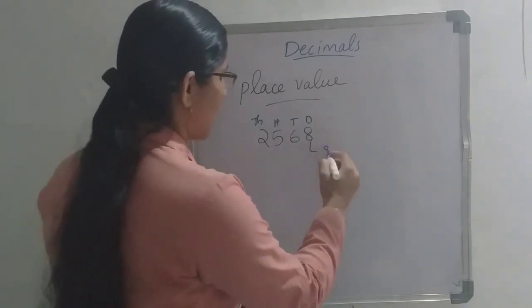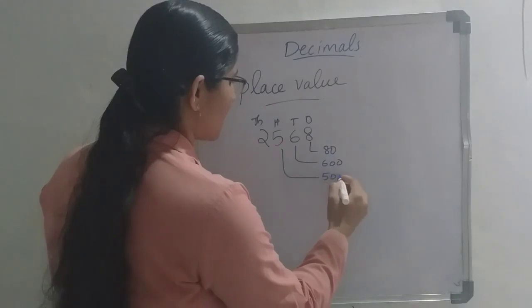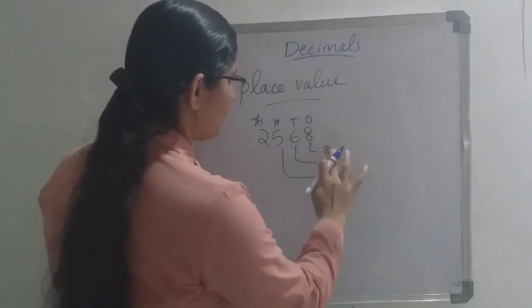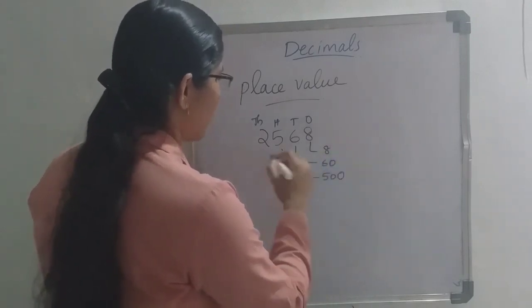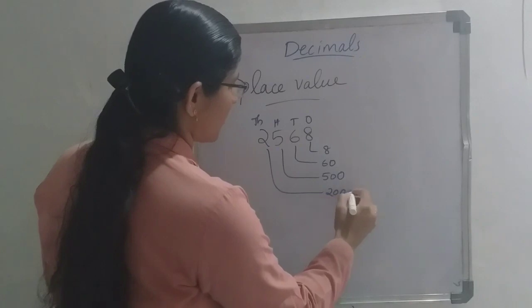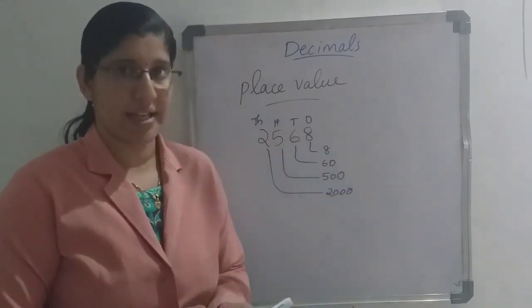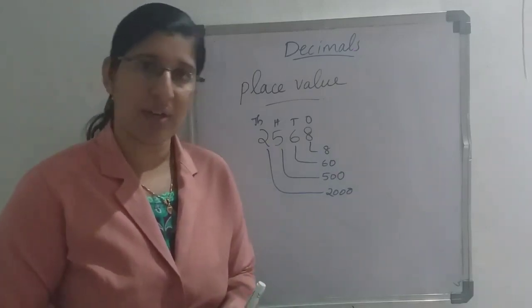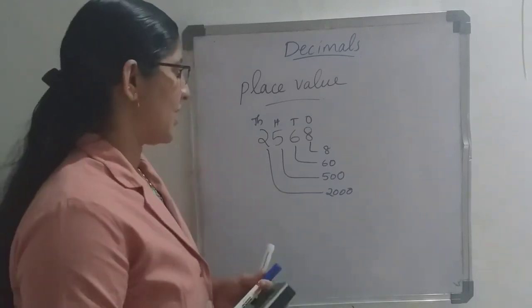For example, this is 8, this one is 60, this is 500 and 2000. So these are the place values of this 2568. Everybody knows how to write the place value up to lakh. We have already studied that, so there is no need to explain again.